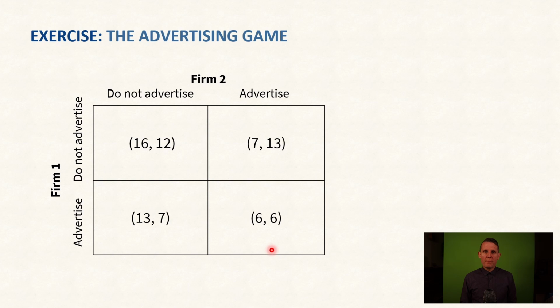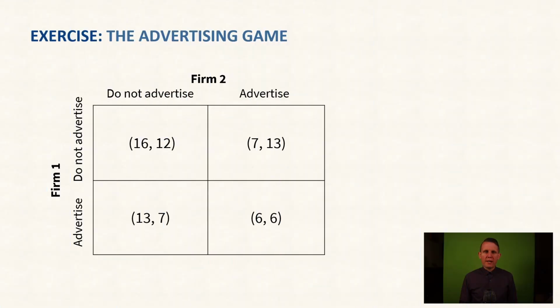Your job is to solve this game. Do the players have dominant strategies? If yes, what are they? If no, why not? Is there a Nash equilibrium in this game? Try solving this and see what your answer is.